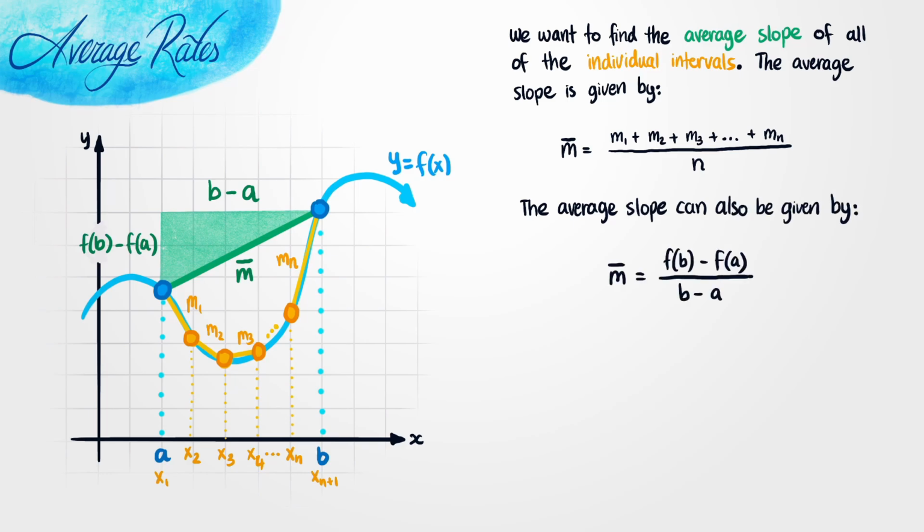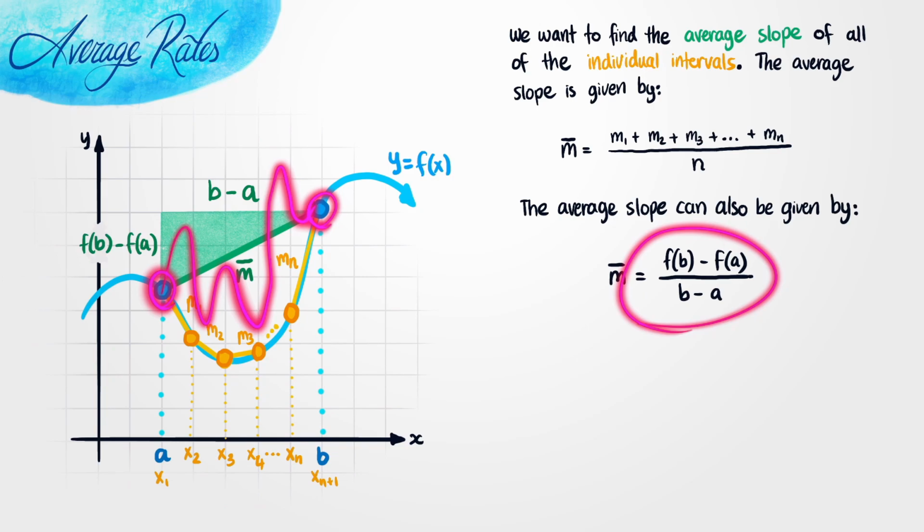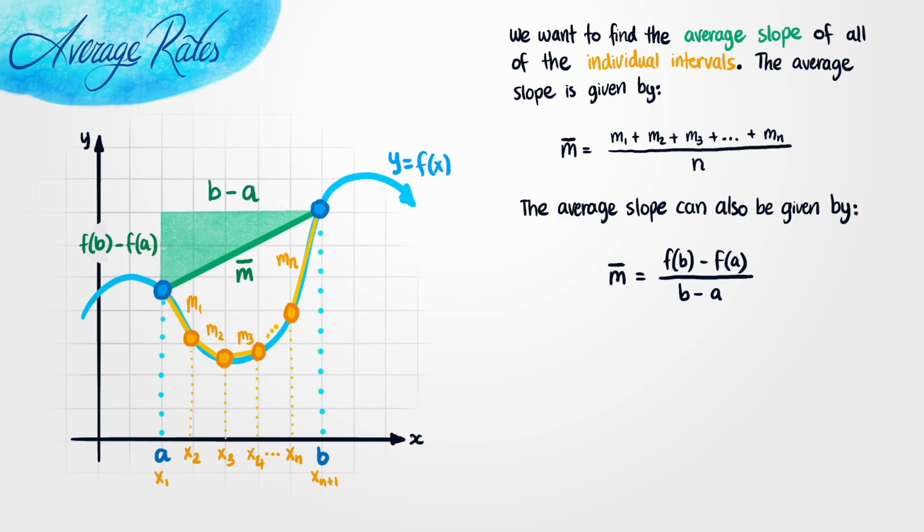So at least for me, this is a really cool and quite unexpected result. It's telling us that no matter what shape you have connecting a and b, as long as we start at this point and end at this point, the average slope is going to be f of b minus f of a divided by b minus a. It's also possible to write this interval as the total change in x, and this interval as the total change in y. Therefore, between any two endpoints, the average gradient is just the change in y divided by the change in x of those two endpoints.